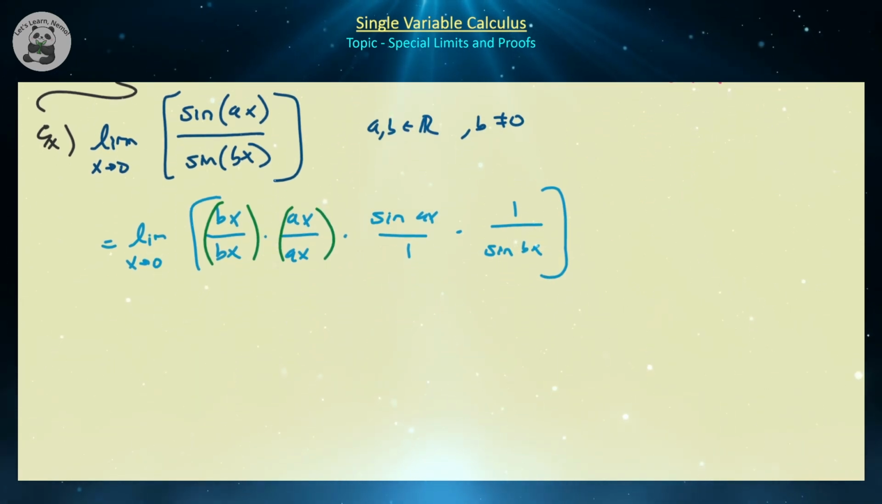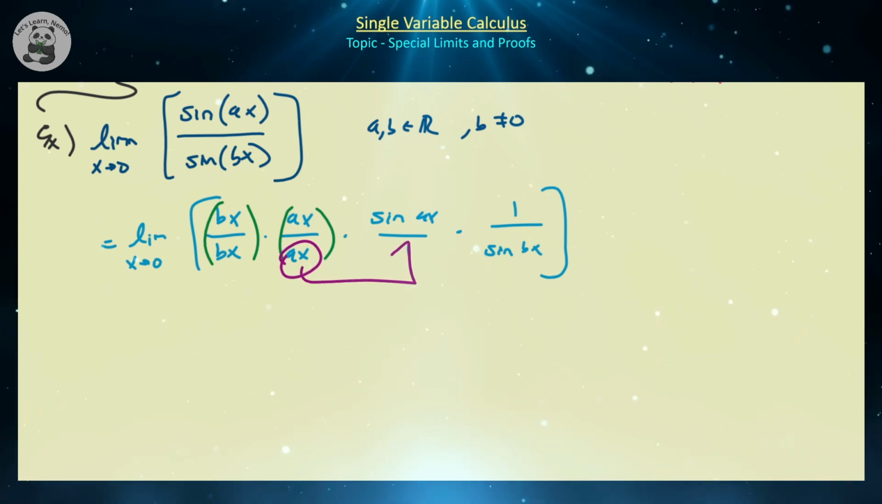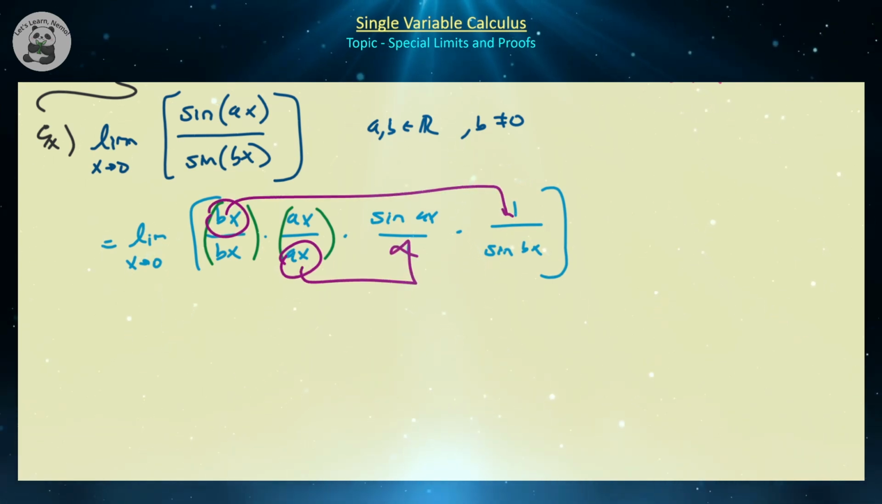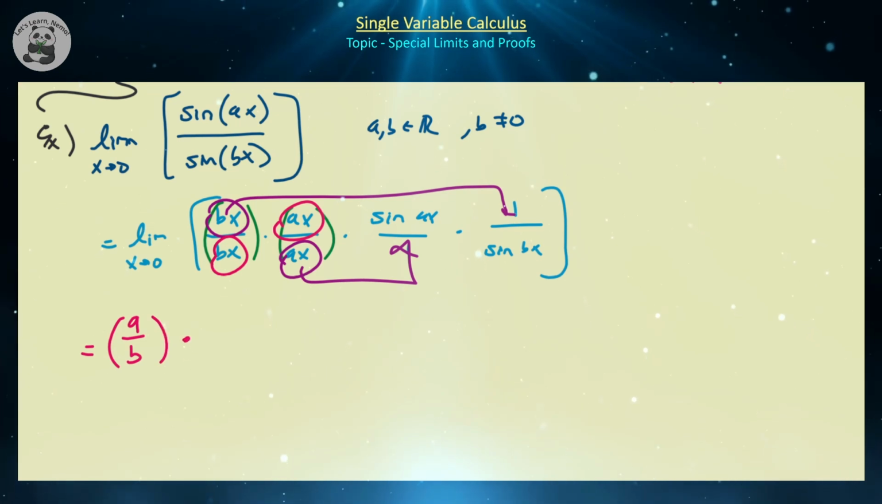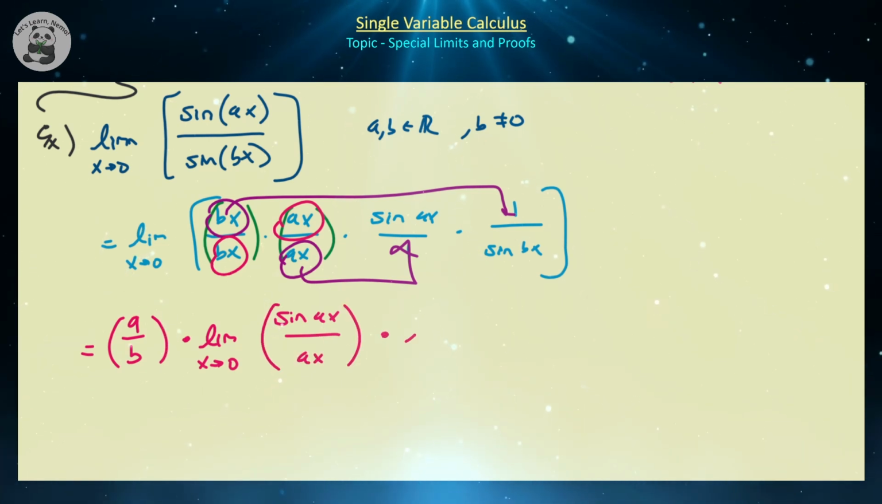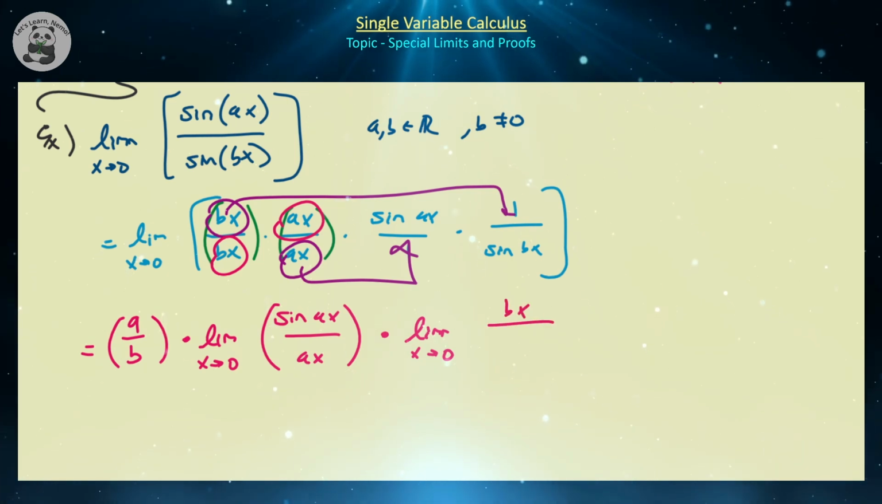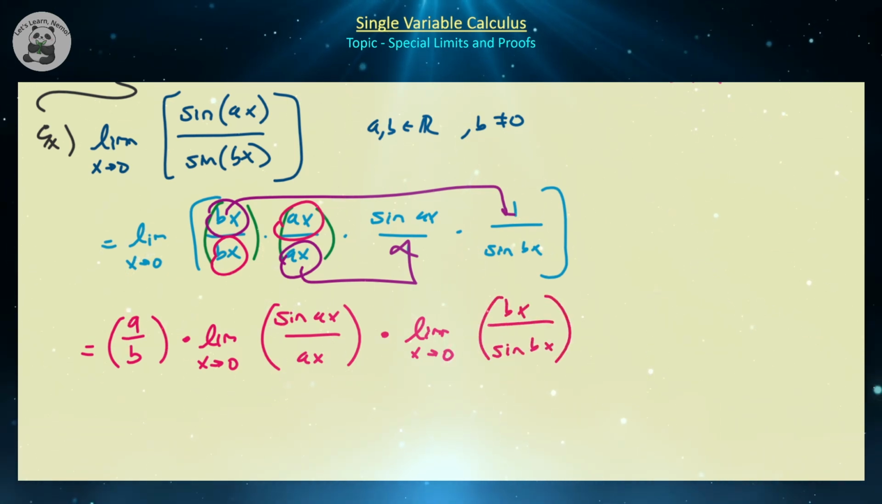Now what I want to do is I want to move this ax under here, and I want to move this bx over here. And what I want to do is I want to redefine these things in a slightly different way, and I'm actually going to put up my a and b in the front. So I'm going to have, because those x's do cancel, I'm just going to be left with a over b times the limit as x approaches 0 of sine of ax all over ax, and then I'm going to use my product rule for limits. The limit as x approaches 0 of bx all over the sine of bx.